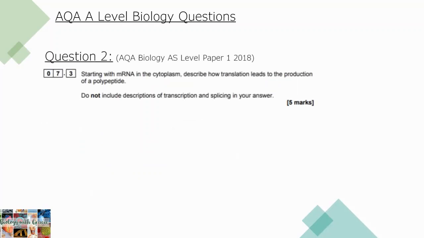Question 2, starting with mRNA in the cytoplasm, describe how translation leads to the production of a polypeptide. Do not include descriptions of transcription and splicing in your answer. So this question is basically just asking us to describe translation.